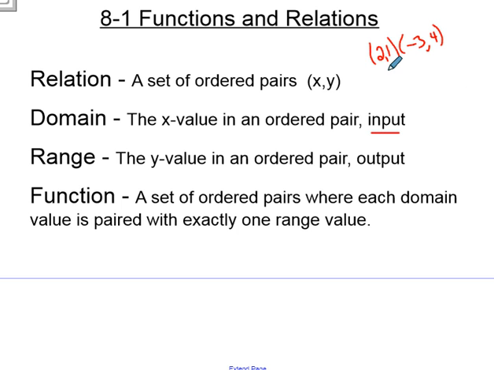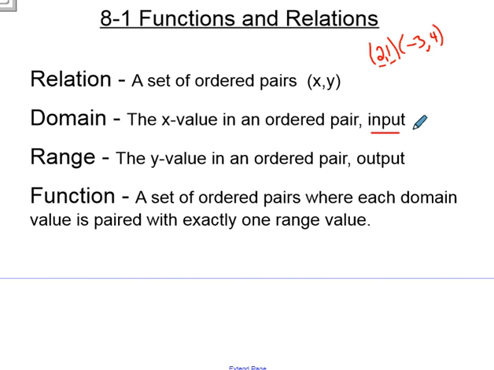The domain is the x value in those ordered pairs. Another word for domain is input. So if you look at this first ordered pair that I wrote, 2 comma 1, the x value would be 2. So that would be the domain or the input. Then we get down to range. The range is the y value in an ordered pair. We can also call it the output. So again, going back to this ordered pair I wrote, 2 comma 1, the range or output would be 1.